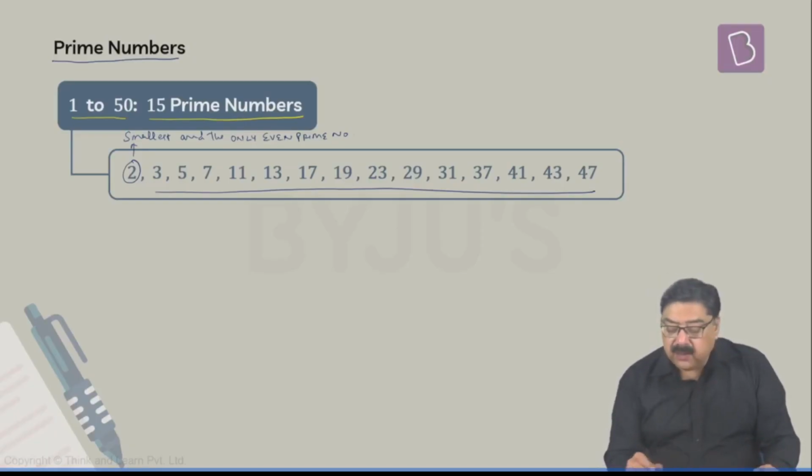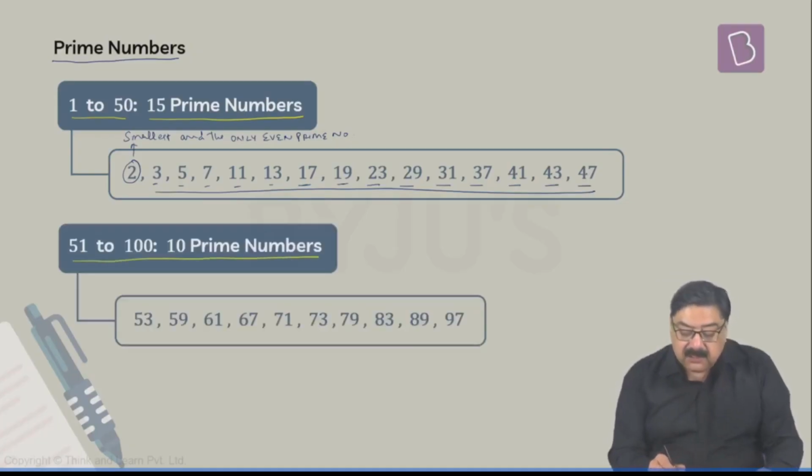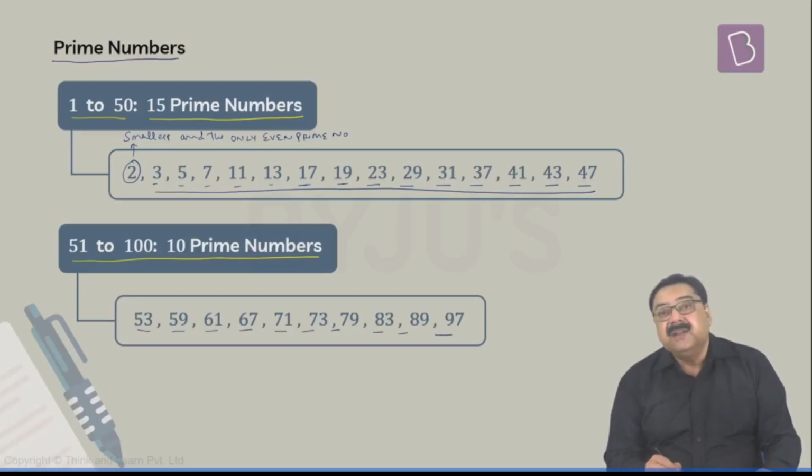Now, starting from 1 to 50, there are 15 prime numbers which are 2, 3, 5, 7, 11, 13, 17 and 19, 23, 29, 31, 37, 41, 43 and 47. Whereas from 51 to 100, there are 10 prime numbers, and these are 53, 59, 61, 67, 71, 73, 79, 83, 89, 97. Now please know this, that 97 happens to be the only prime number in the 90s.